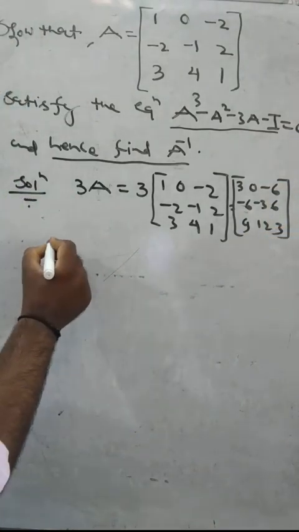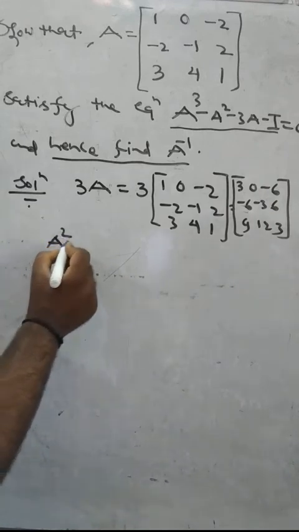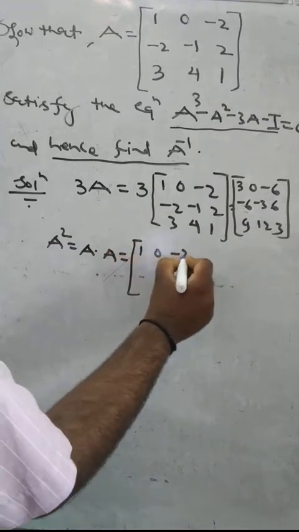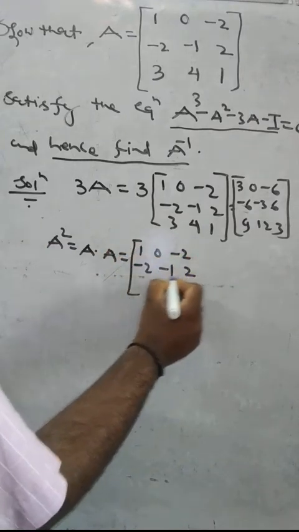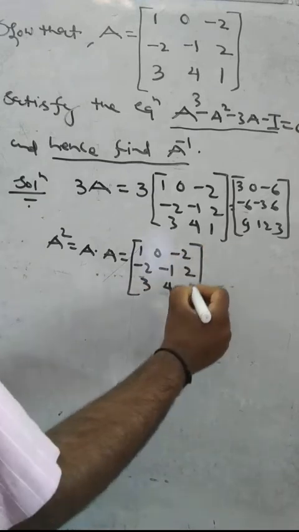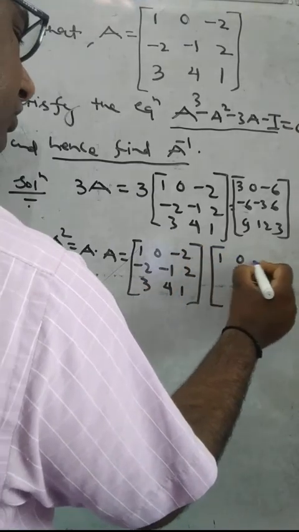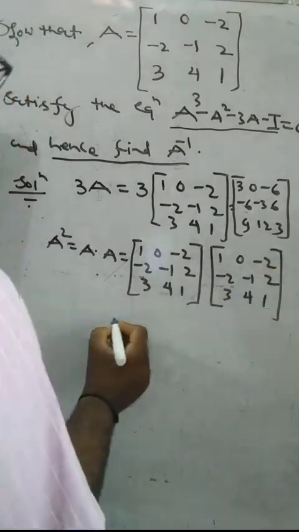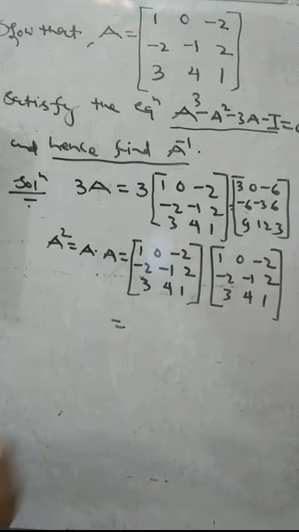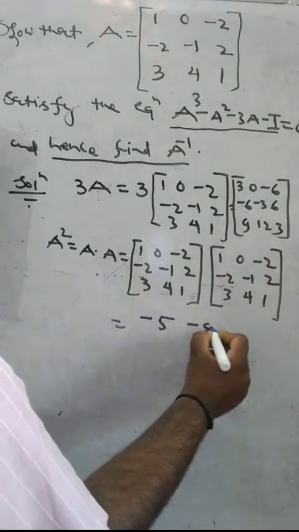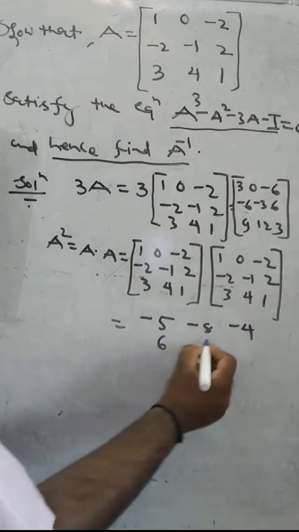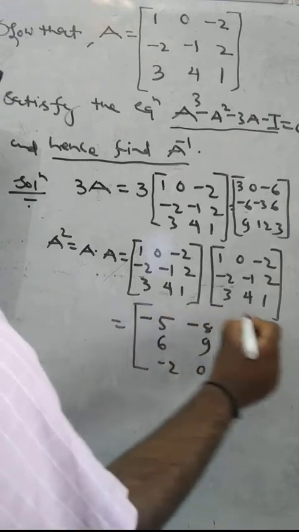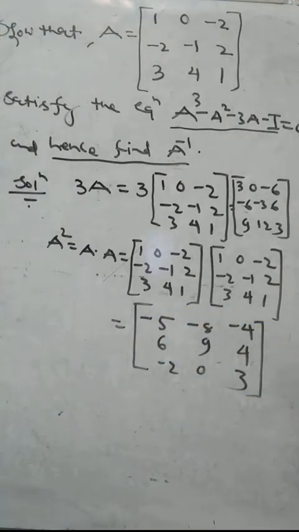What is the value of A square here? A square is equal to A into A, that is 1, 0, minus 2; minus 2, minus 1, 2; 3, 4, 1 multiplied by 1, 0, minus 2; minus 2, minus 1, 2; 3, 4, 1, and after multiplication you get minus 5, minus 8, minus 4; 6, 9, 4; minus 2, 0, 3. This is the value of A square.